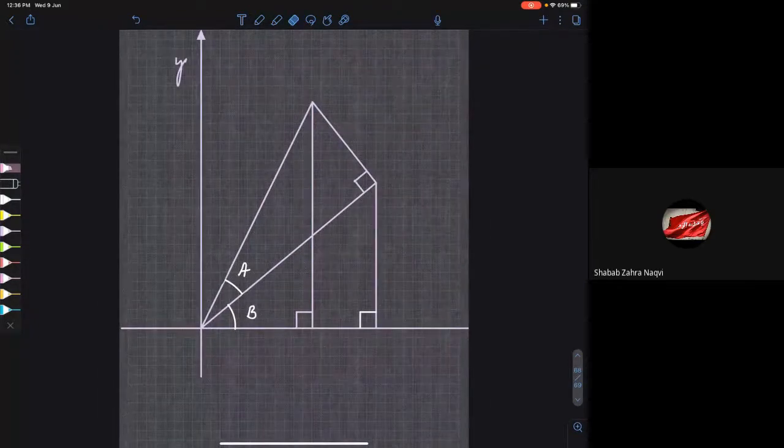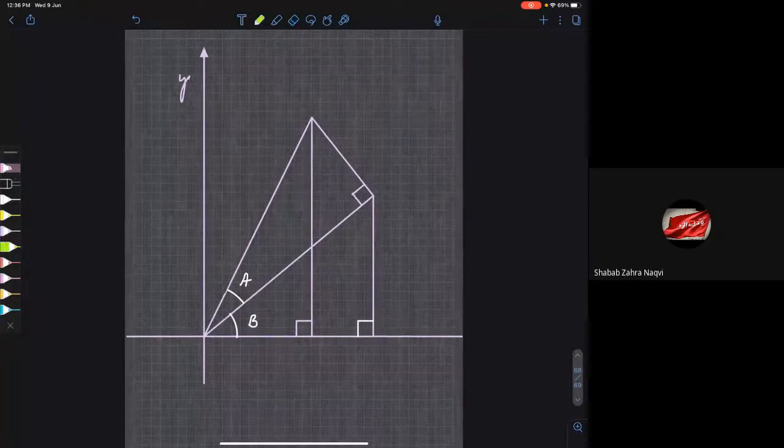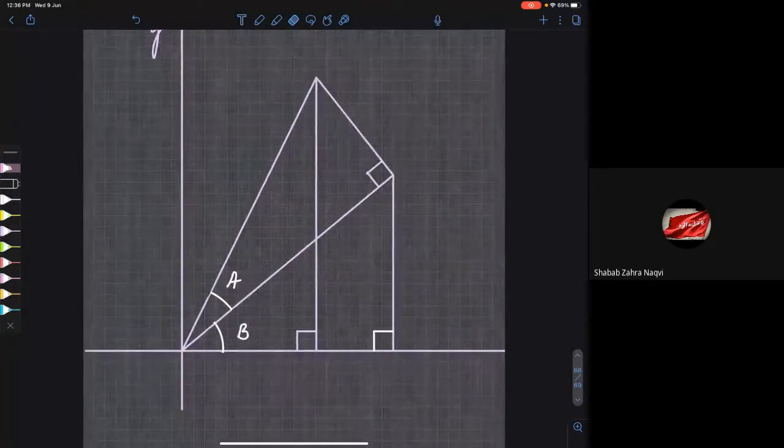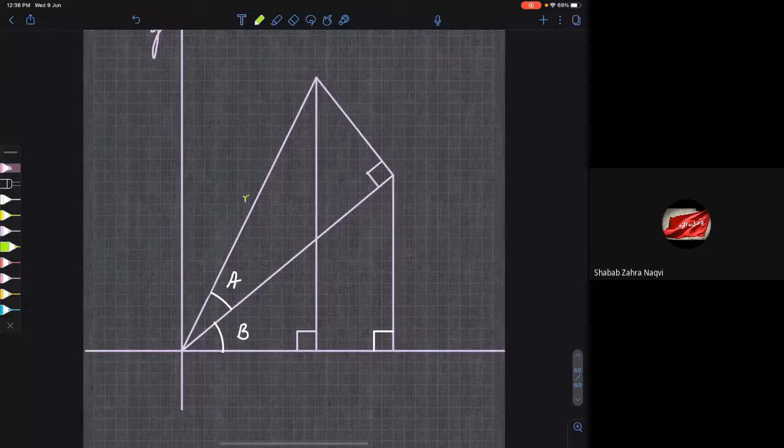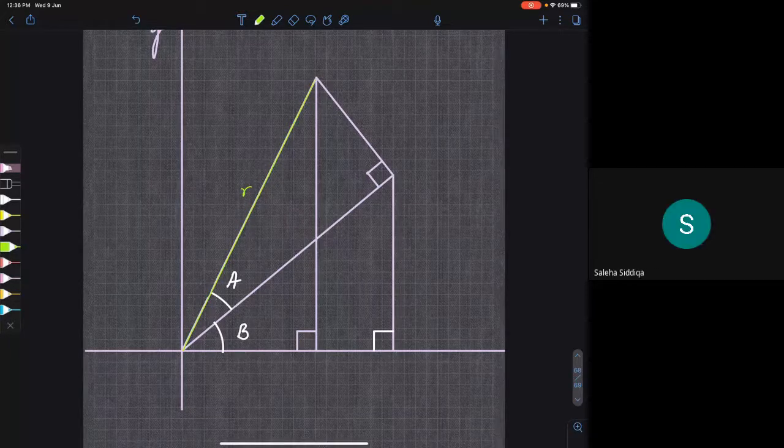Now this was the original diagram I took, and I took this side as R. So this full side I have taken as R. Which side I have taken as R? This full side. Getting my point? This full side I have taken as R. Now according to this, what will be this side?